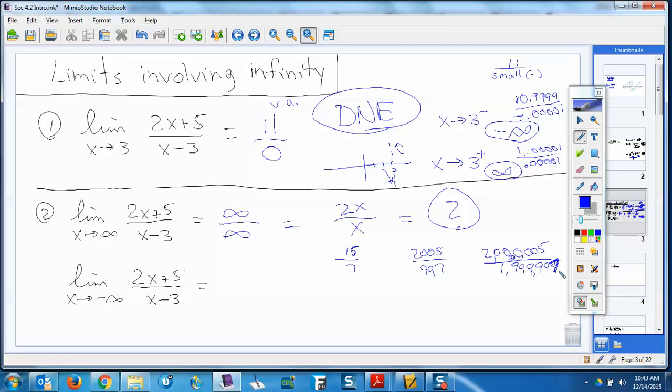I didn't do that right there. It's not 1 either, right? It's 1,000,000 minus 3, 999,997. Okay, so I typed that. Basically the 5 and the minus 3 are becoming so insignificant that it's basically 2,000,000 over 1,000,000, which is 2.